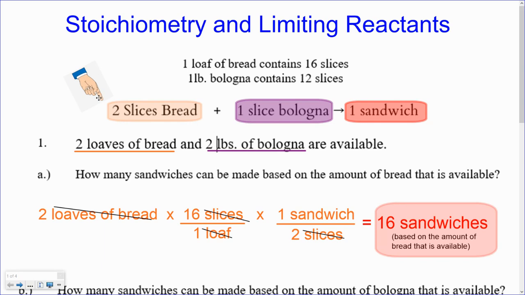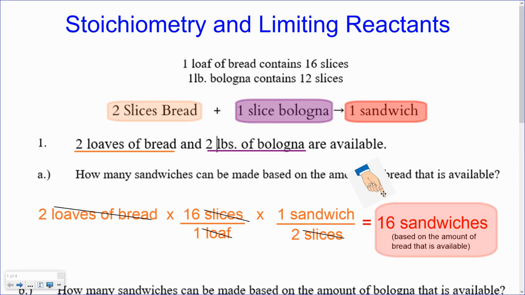So the first step is to convert the loaves of bread to slices of bread, and the pounds of bologna to slices of bologna. Down here I'm showing you mathematically: for every 2 loaves of bread, at 16 slices per loaf, we have 32 slices of bread available. The recipe says for every 1 sandwich we need 2 slices of bread. So just focusing on the bread, we have enough bread to make 16 sandwiches.